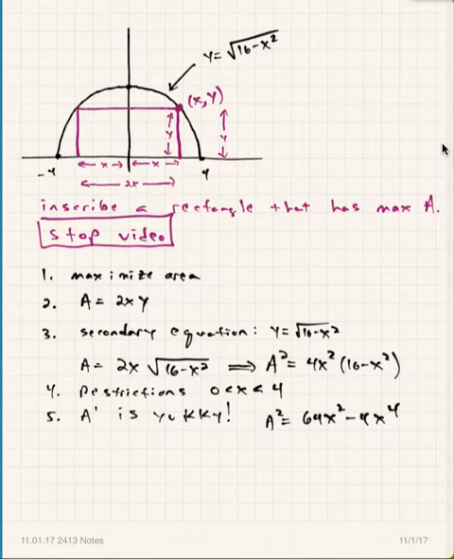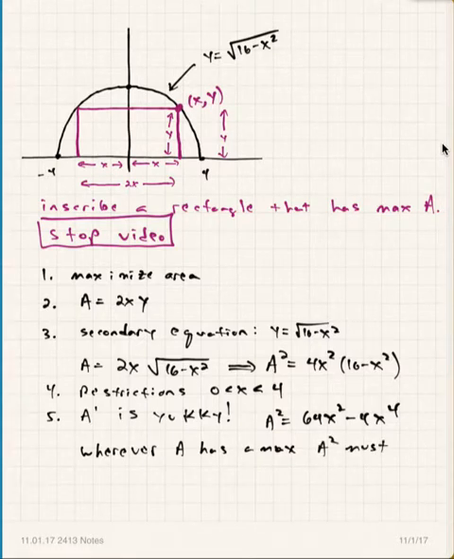Well, the deal is that wherever A has a max, A squared must have a max also. So in other words, maximizing A squared would yield the same answer as if I maximized A. Much easier to take the derivative of A squared. And so that is what I'm going to do.